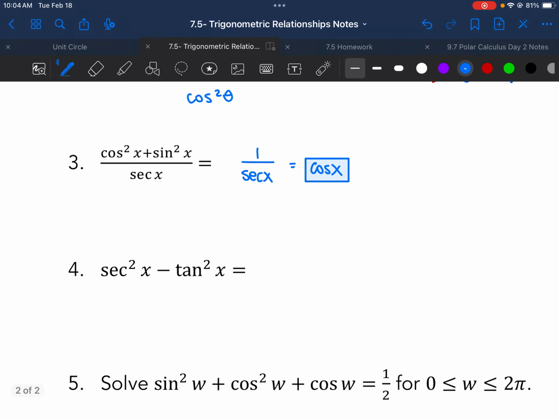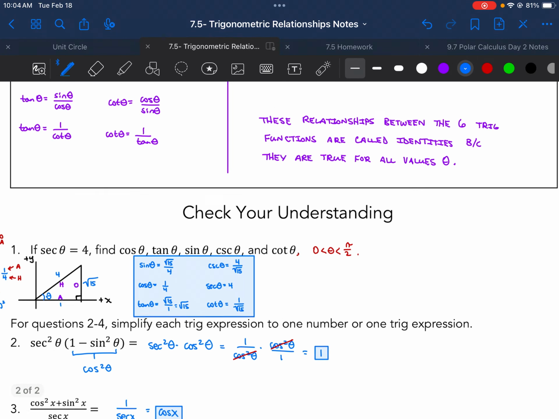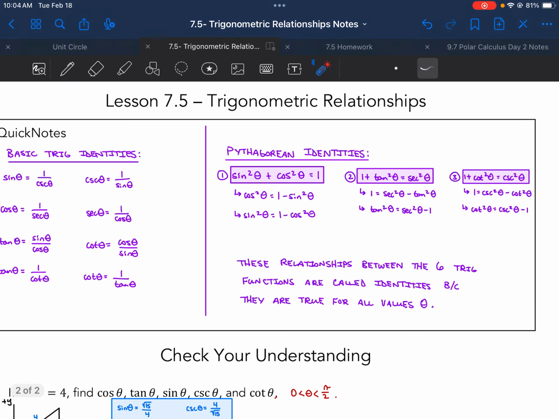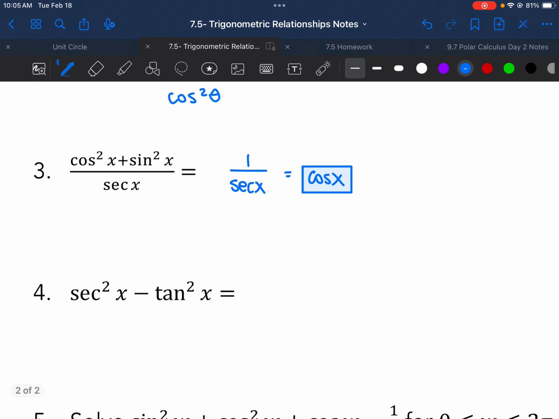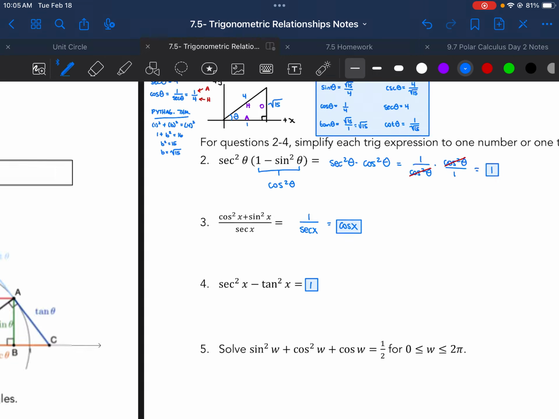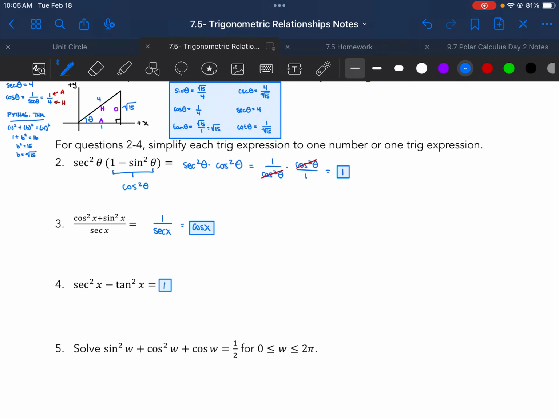All right. Number 4, secant squared of x minus tangent squared of x. Well, this is our second Pythagorean identity rewritten. Secant squared of theta minus tangent squared of theta is simply equal to 1. Okay, so those are some pretty basic simplifying trig expressions. You'll get some that are a little bit more interesting in the homework.